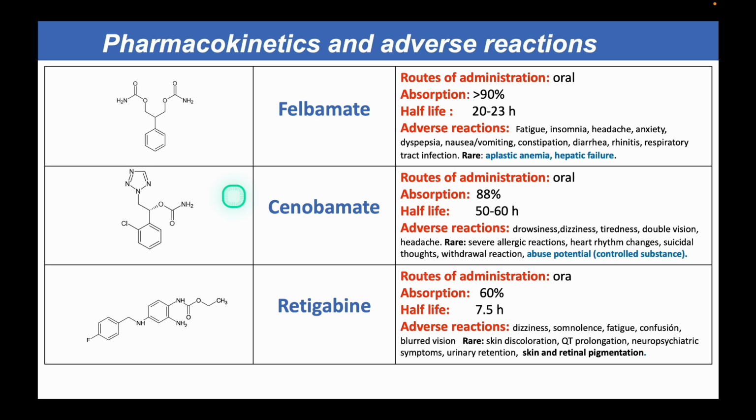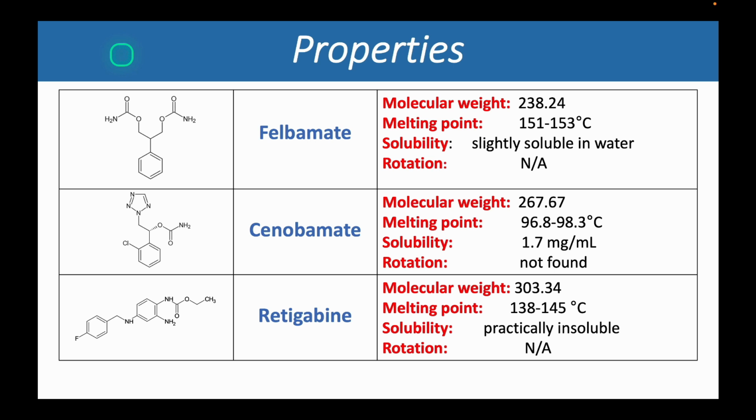As already mentioned, for Felbamate, the risks of aplastic anemia and hepatotoxicity stand out. And for Cenobamate, the risk of potential abuse, which is why it is considered a controlled substance. And for Retigabine, the presentation of skin and retina pigmentation, one of the reasons why it was discontinued. Here are some physicochemical properties for the three drugs.